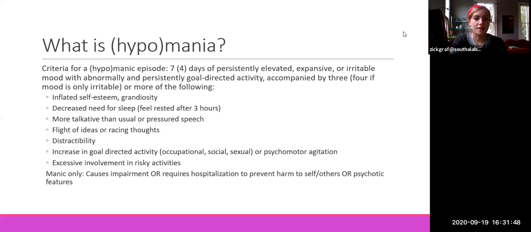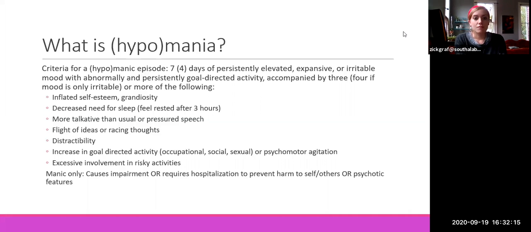And then the last distinguishing symptom of mania or hypomania is excessive involvement in risky activities. So this could be a sudden increase in interest in something like gambling, wanting to go skydiving, driving recklessly, drunk driving, riding your bike really fast or riding without a helmet. Basically just feeling fearless or being more willing to take risks in your life.